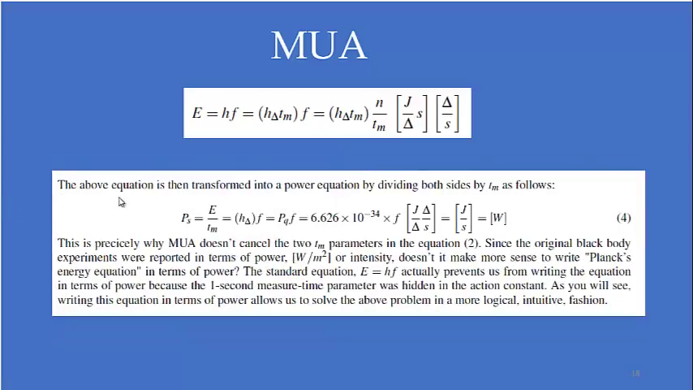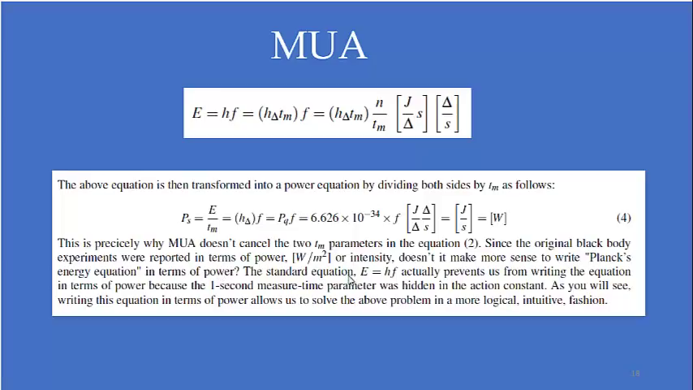The above equation is then transformed into the power equation by dividing both sides by Tm. This is precisely why MUA doesn't cancel the two time parameters in equation 2. Since the original black body experiments were reported in terms of power, watts per meter squared, or intensity, doesn't it make more sense to write Planck's energy equation in terms of power?